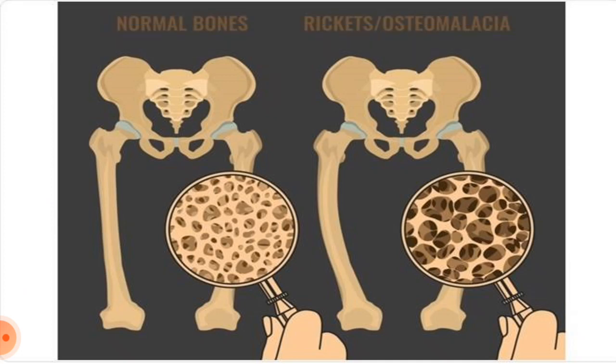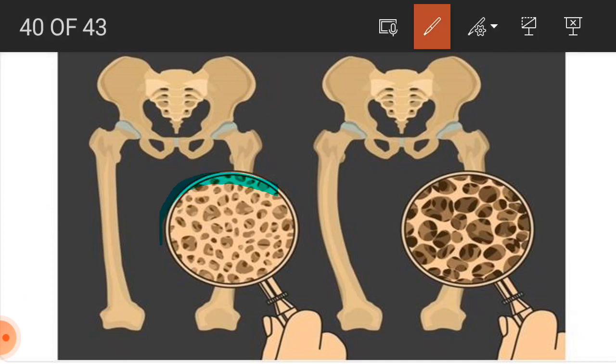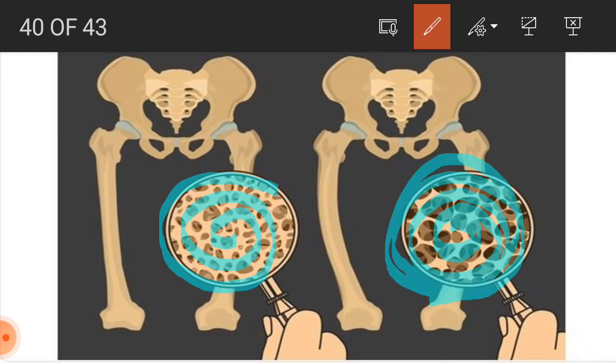These are the normal bone cells, and these cells are those having osteomalacia, or this is a typical bone of a person with osteomalacia which has a bent structure.